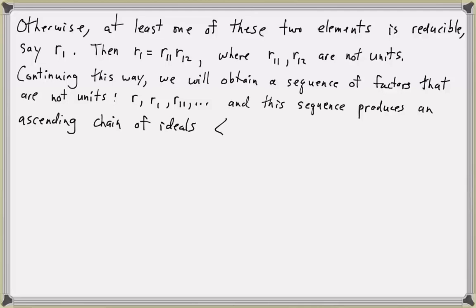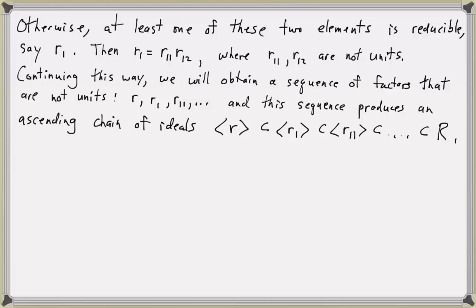So the ideal generated by r is properly contained in the ideal generated by r1. This is because r1 times r2 equaled r, and r2 was not a unit. Neither r1 nor r2 was a unit. And likewise, this ideal is properly contained in the ideal generated by r11. And we continue this process, but all of these ideals are properly contained in the ring R.